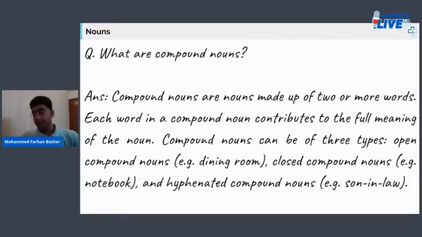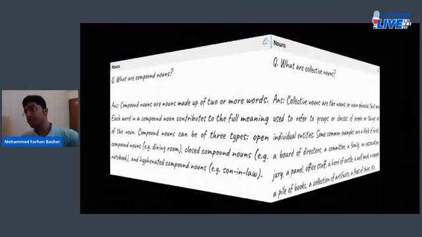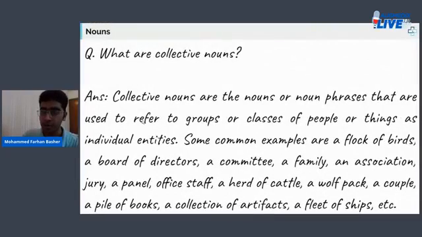All right? Okay. Then, of course, we have the final type of nouns, and these are known as collective nouns. So what are collective nouns? Collective nouns are the nouns or noun phrases that are used to refer to groups or classes of people or things as individual entities. Some common examples are a flock of birds, a board of directors, a committee, a family, an association, a jury, a panel, office staff, a herd of cattle, a wolf pack, a couple, a pile of books, a collection of artifacts, a fleet of ships, etc.